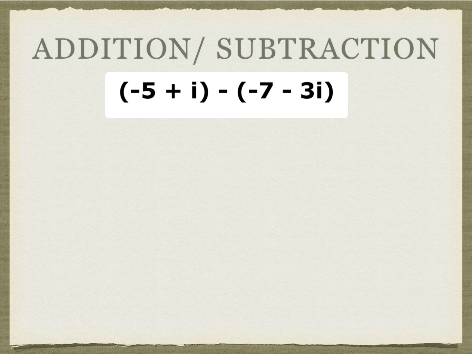All right, so again, we're subtracting. What do I have to do first? Distribute. So I distribute that. So the first parenthesis stays the same because I'm just distributing it to everything after. So it's -5 plus i. What happens to the -7? Positive. It becomes a +7. And what happens to the -3i? Positive. It becomes a +3i.